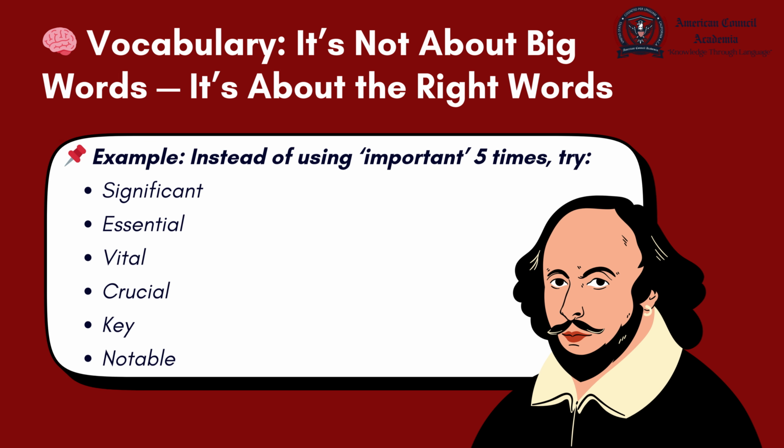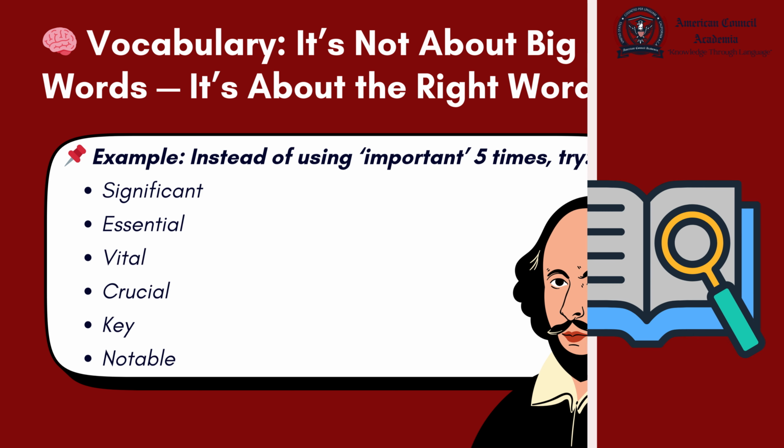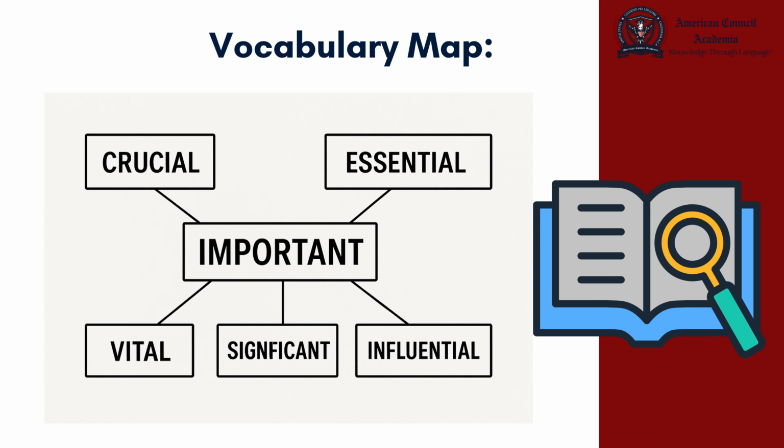Vocabulary: it's not about big words, it's about the right words. You don't need to sound like Shakespeare. You just need to avoid repetition and sound precise. Example: instead of using important 5 times, try significant, essential, vital, crucial, key, notable. Drop your favorite synonym for important in the comments.